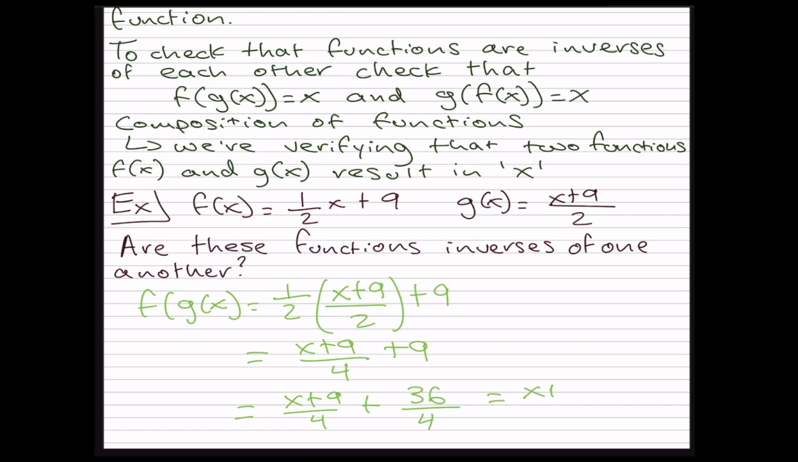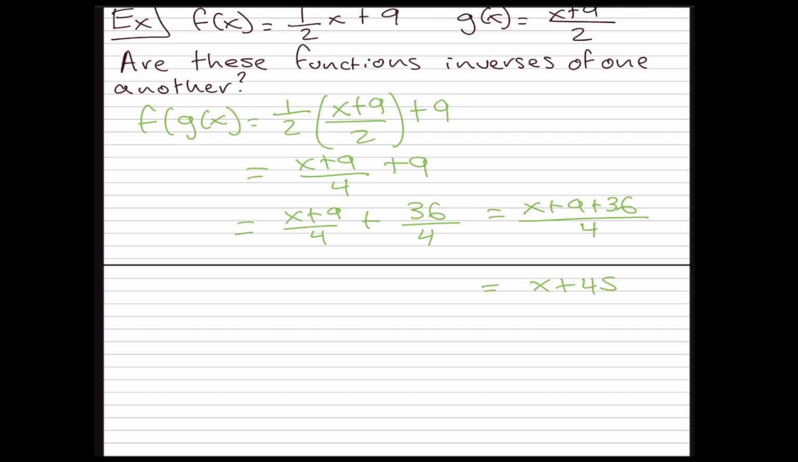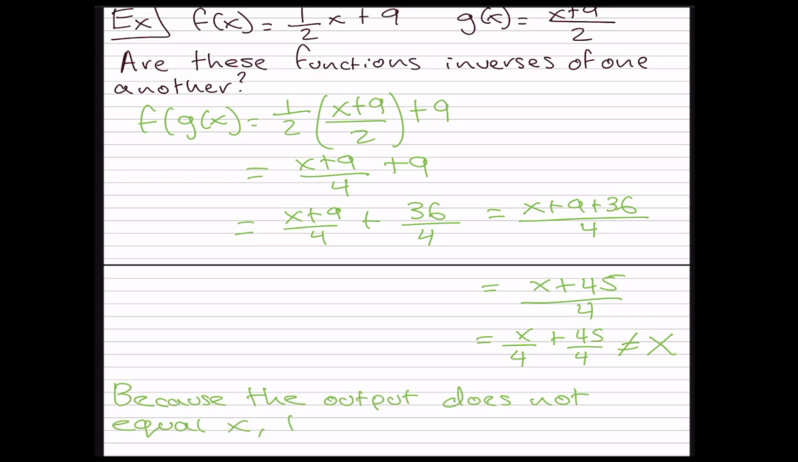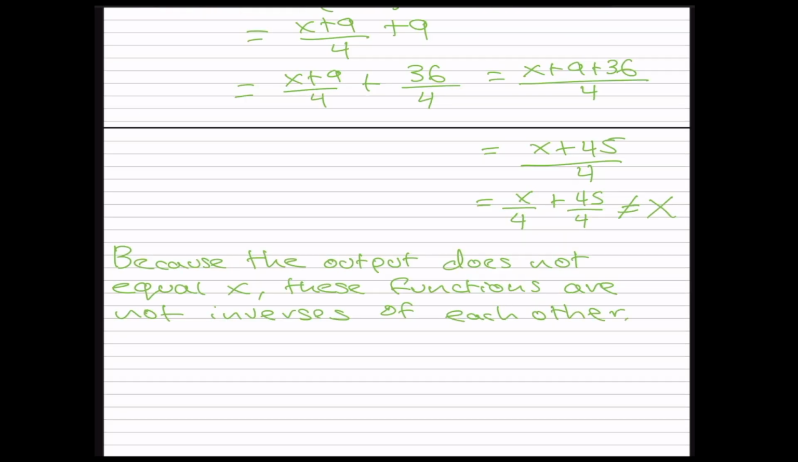So now we do (x plus 9) plus 36, divided by 4. We can combine them because they have common denominators. And then if we simplify, we get (x plus 45) divided by 4. We can break those up: x divided by 4 plus 45 over 4. That does not equal x. So because the output does not equal x, that means that these functions are not inverses of each other.